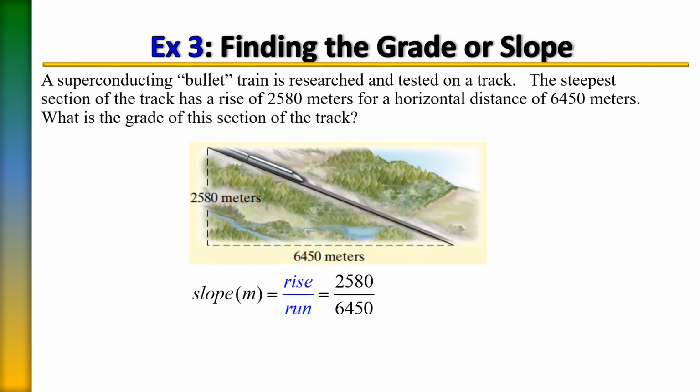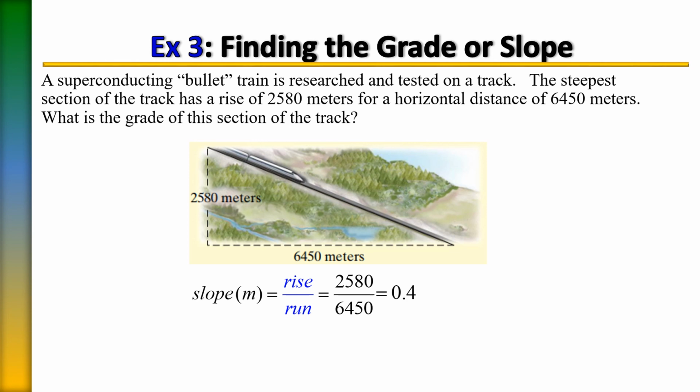Now recall, you do not need to reduce the fraction because we are asked to find the grade, and grade is given as a percent. So all we need to do is get our calculators out and divide the top by the bottom. So when you input 2580 divided by 6450, what did you get? Well, you should have gotten 0.4.